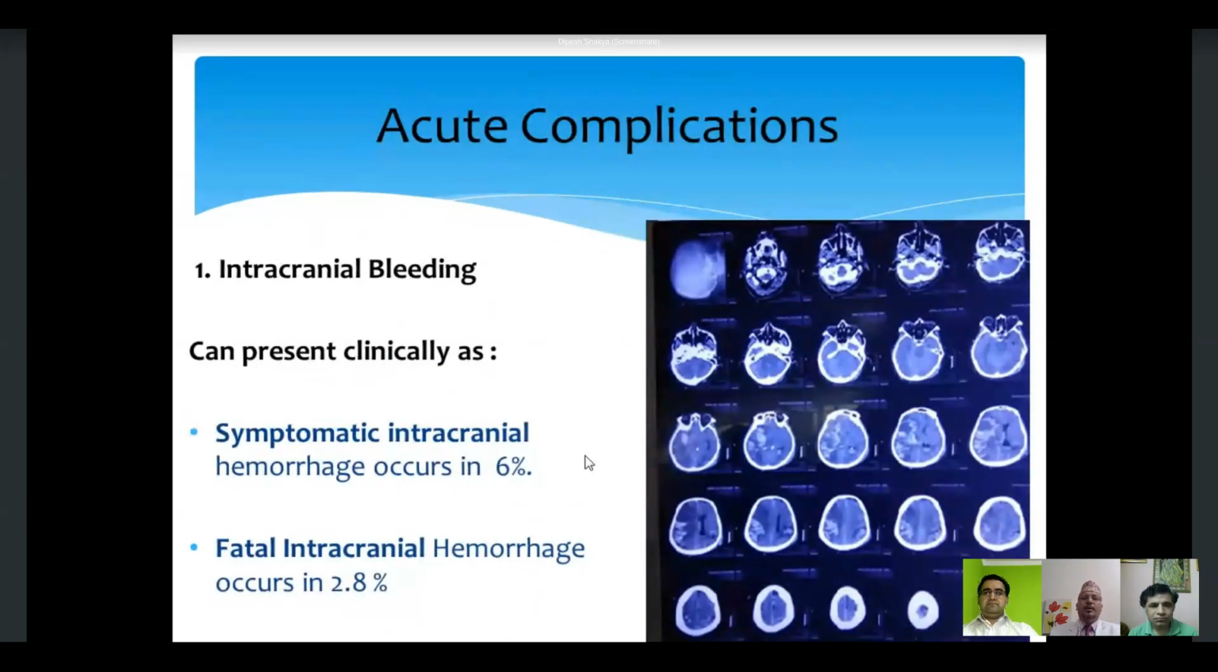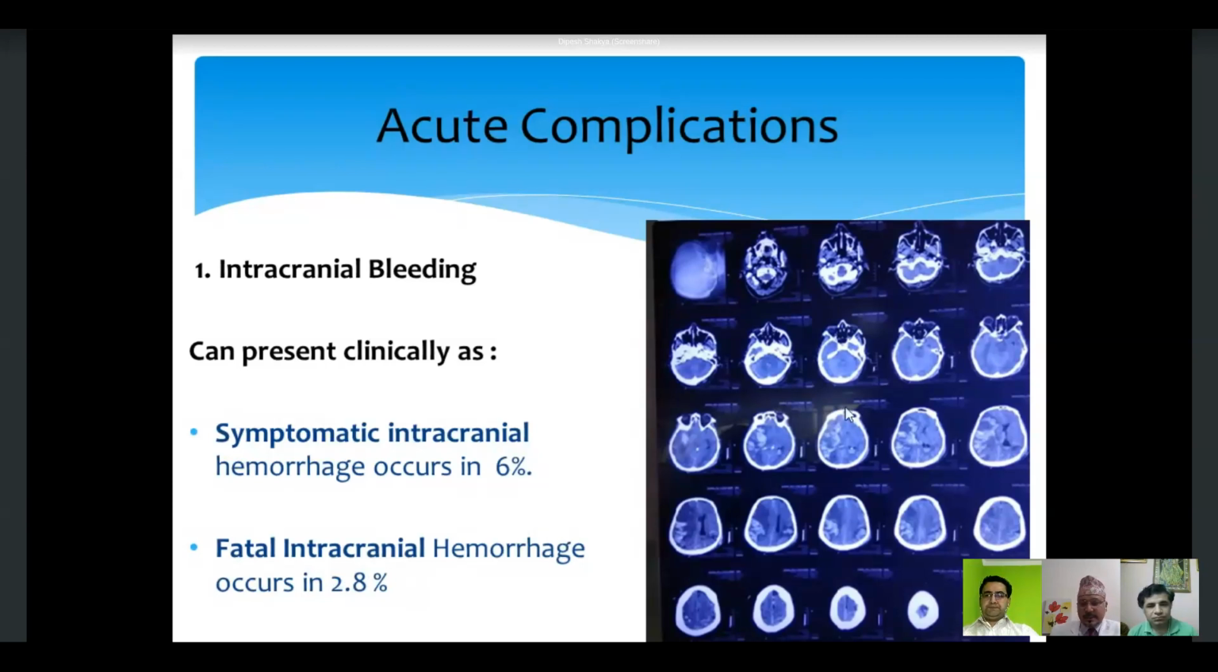So now we come to the complications. Generally, rtPA has a few complications. A very dreadful and fearful complication is intracranial bleeding. Intracranial bleeding presents clinically in two types. We have symptomatic intracranial bleeding, which occurs in about 6%, and fatal intracranial hemorrhage, which occurs in 2.8%.